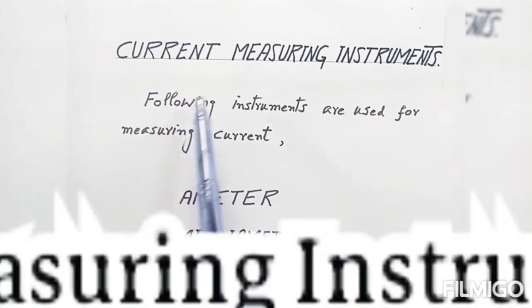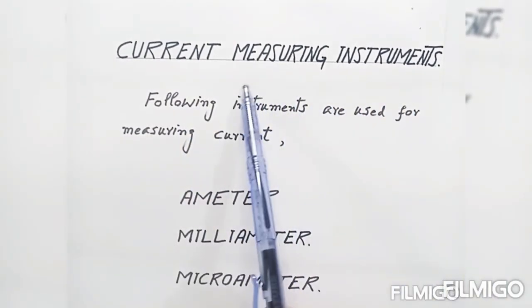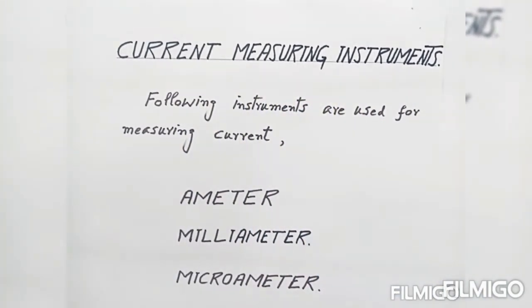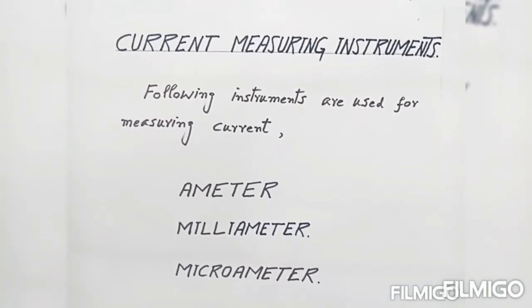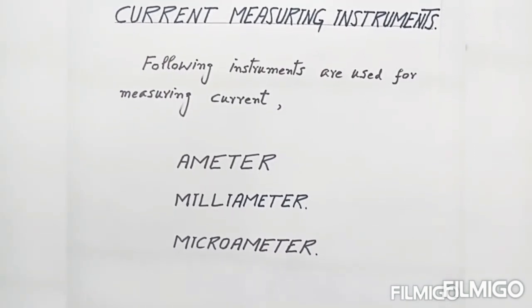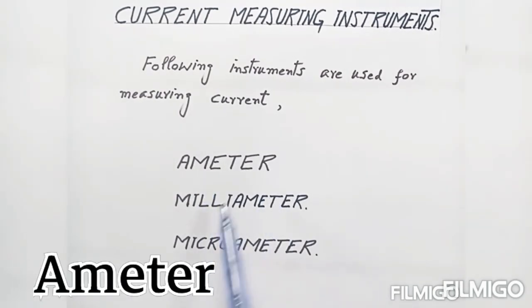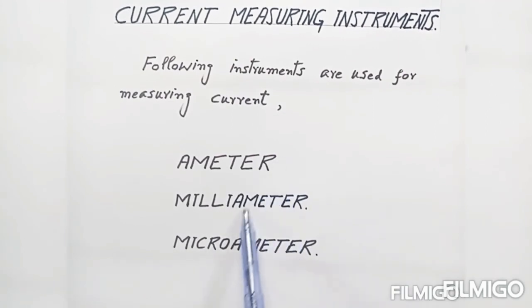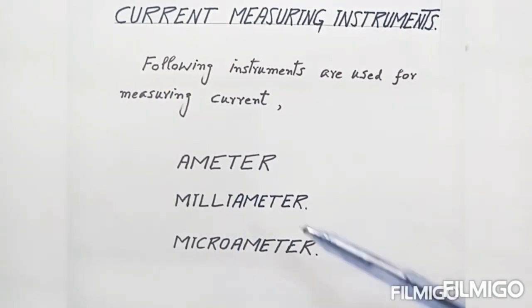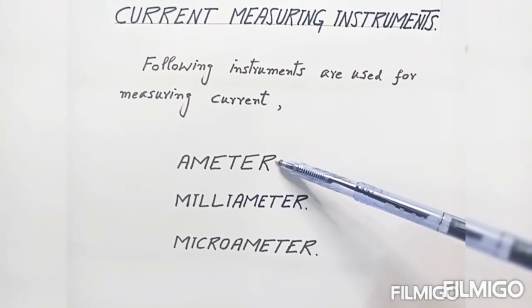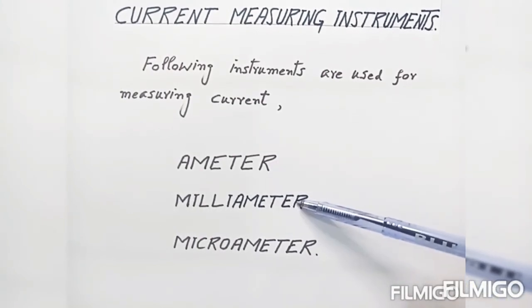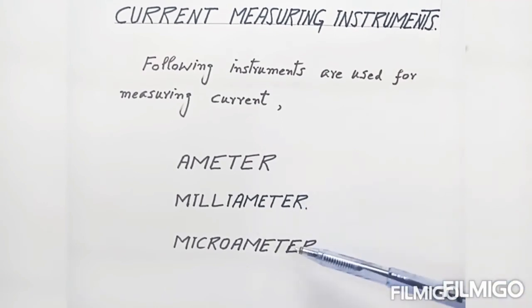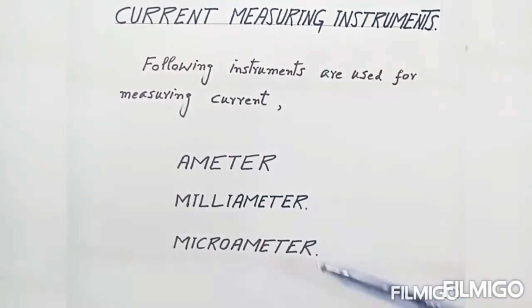Next we are going to discuss the current measuring instruments. What are the current measuring instruments? There are different instruments which are used for measuring current. For example, ammeter, milliammeter, microammeter. Ammeter is a current measuring instrument. Ammeter can measure very, very large current. Then small current is measured by milliammeter. Then very, very small current is measured by microammeter.